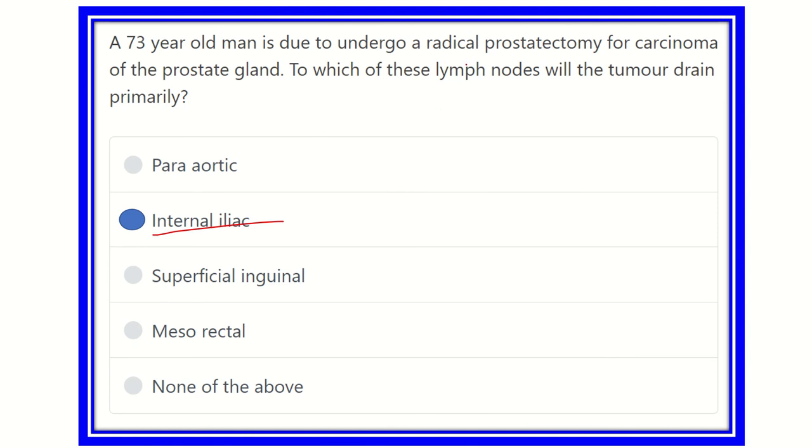During radical prostatectomy for carcinoma of the prostate gland, different structures will be removed, including the lymph node group. In the case of the prostate, as it drains into the internal iliac group of lymph nodes, they also have to be removed. So our answer here: the prostate primarily drains into the internal iliac lymph node group.